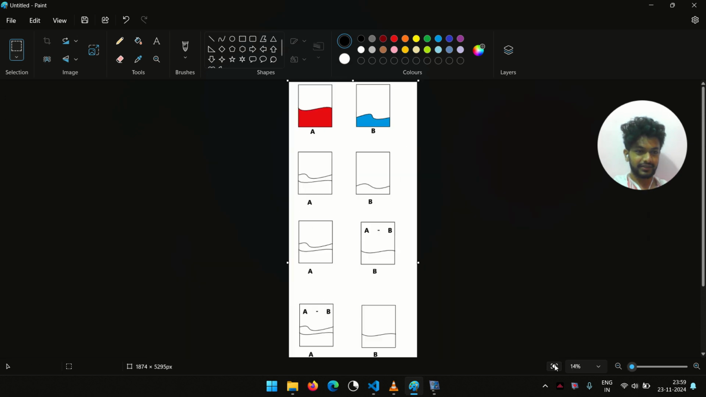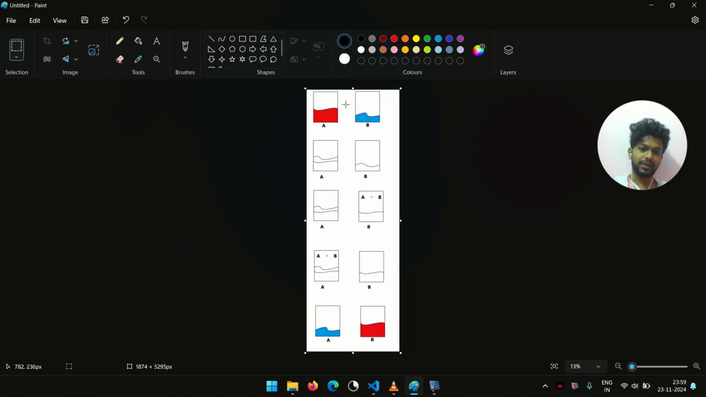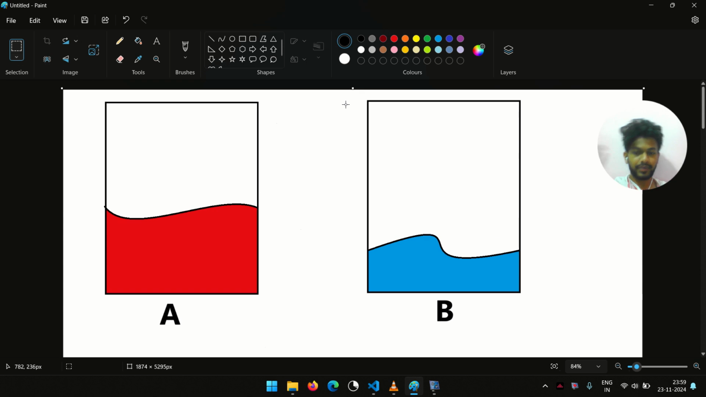Anyway, this is done in these many steps. I'll make you understand all of this. First step is you should know both of these containers.